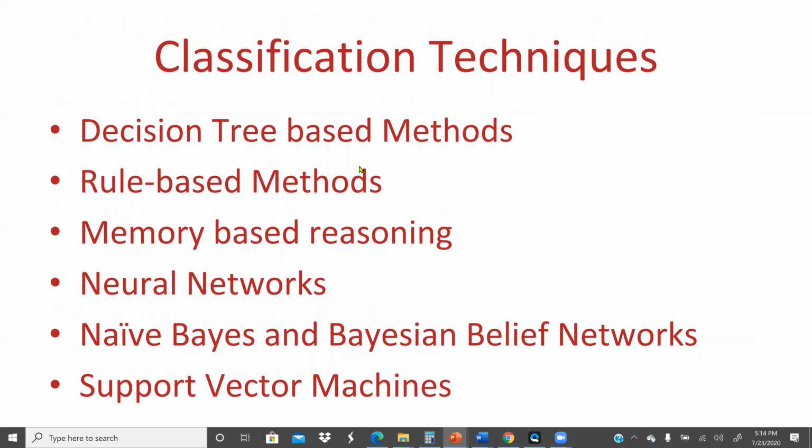So there are different types of classification techniques. We have the decision tree-based method, and that's what we're going to cover today. In our next lectures, we're going to cover the rule-based method, memory-based reasoning, neural networks, naive Bayes, and Bayesian belief networks, which use the concept of conditional probability. Then also support vector machines. So these are some of the classification techniques.